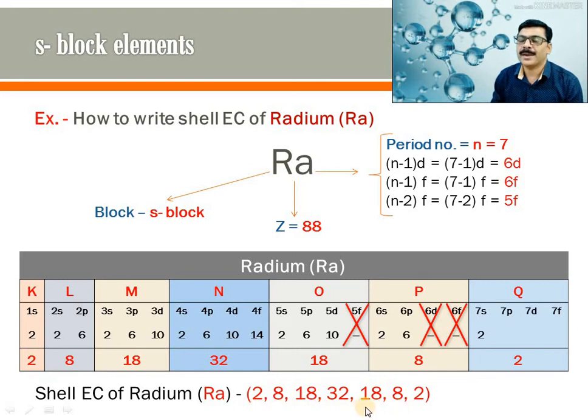In this way you can write the cell electronic configuration of every element in the s block, but you have to remember these two things: you have to ignore the n-1 d orbital, then the n-1 f orbital and n-2 f orbital. Then you can easily write the cell electronic configuration of every element in the s block.